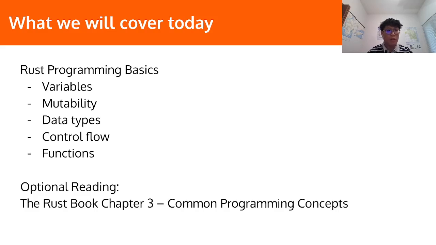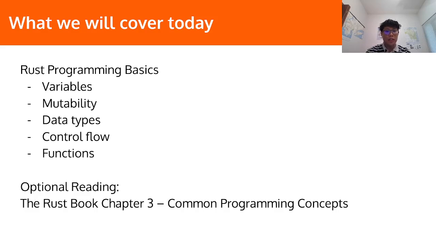So we will cover today a kind of crash course for how to start programming in Rust. We'll talk about variables, mutability, the control flow like if-else statements, and how to define functions. And if you prefer reading the book, you can also look at the Rust book chapter 3, which is where we get the lecture content from as well. And that will help you to understand some of the concepts better.